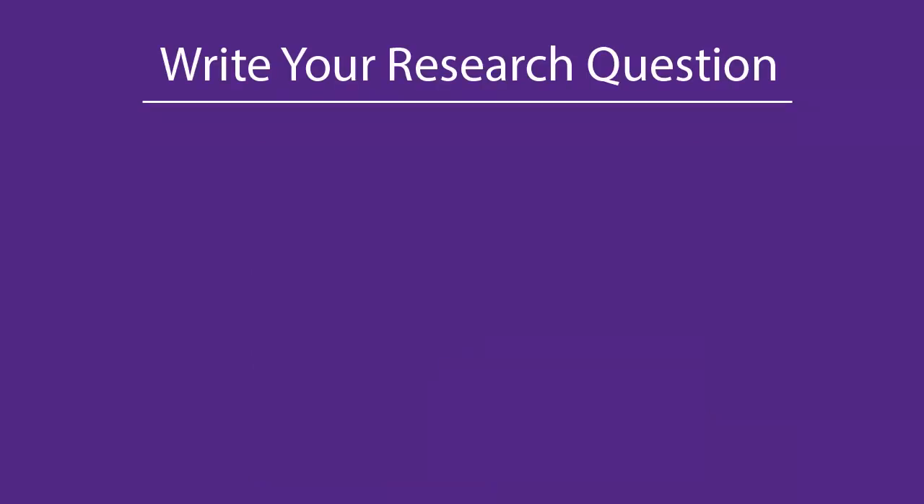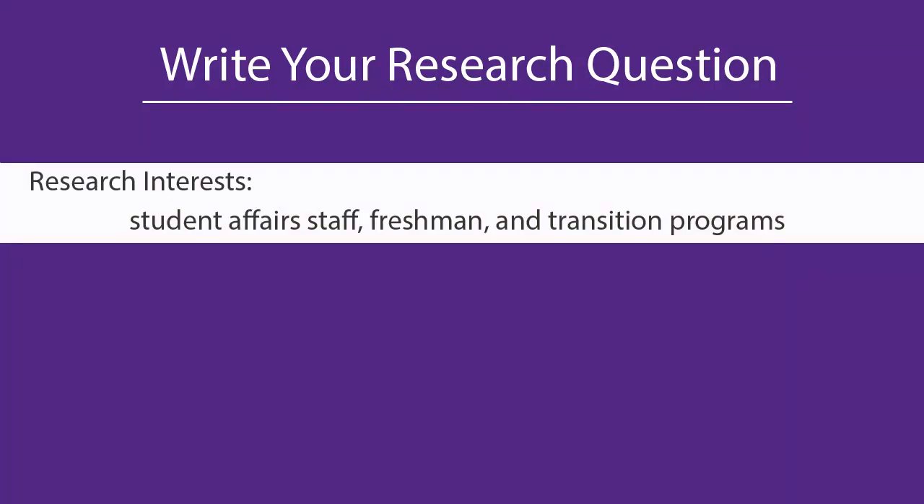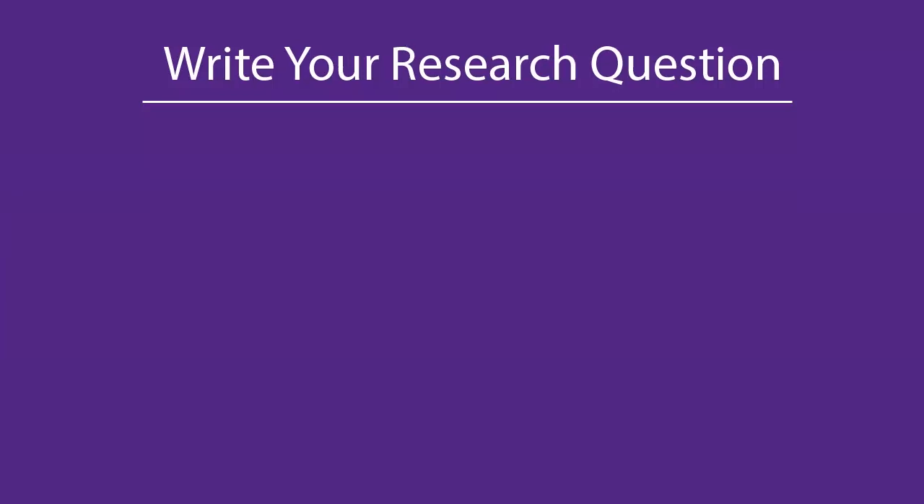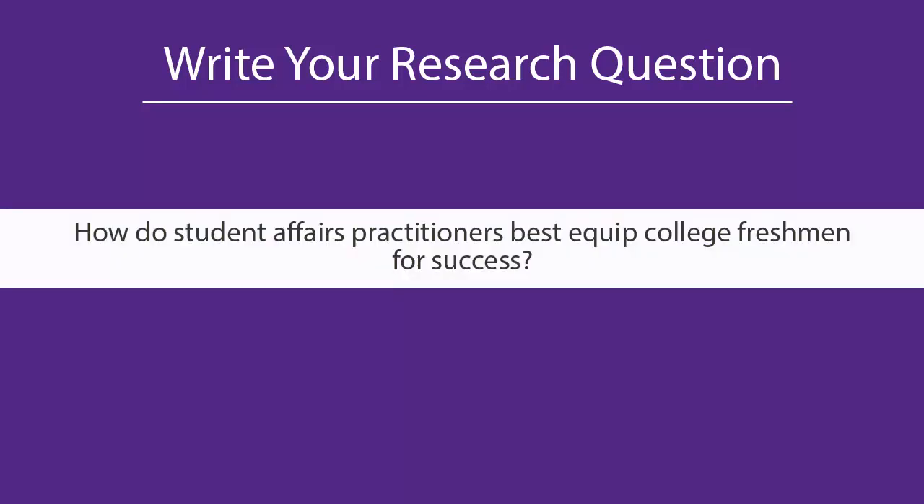The first thing you need to do is write your research topic as a sentence or as a question. For example, if I'm interested in researching what student affairs staff do to help college freshmen be successful students, I might state my topic as "Student Affairs Practitioners Equip Freshmen for Success in College." Or if I pose my topic as a question, I might write, "How do student affairs practitioners best equip college freshmen for success?" You'll most likely write several drafts of your question or sentence before you have something you can work with.